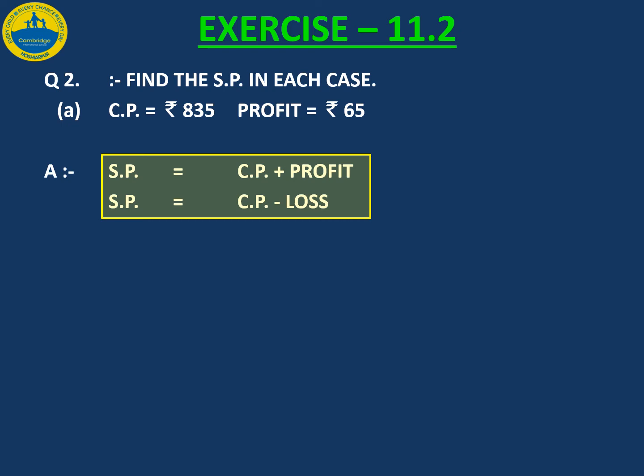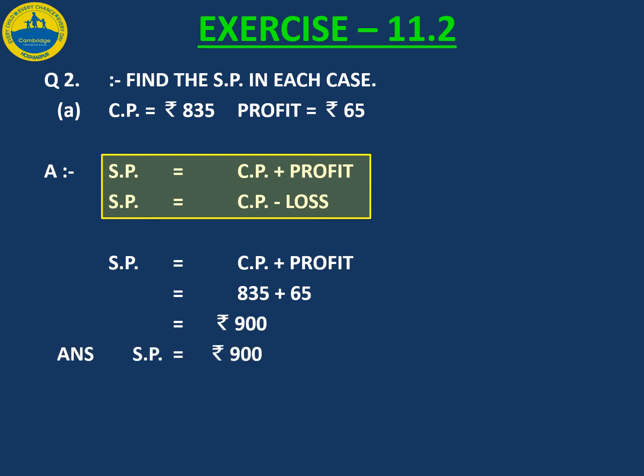Now, in this A part, cost price is given to us, that is rupees 835, and profit is given to us. So we will use the formula SP is equal to cost price plus profit. Rupees 835 plus 65, and the selling price is equal to rupees 900.